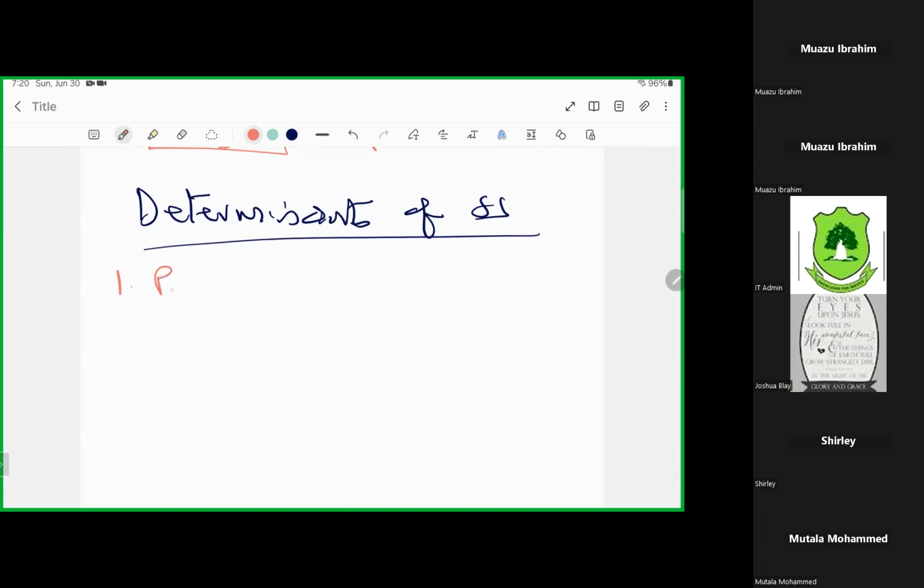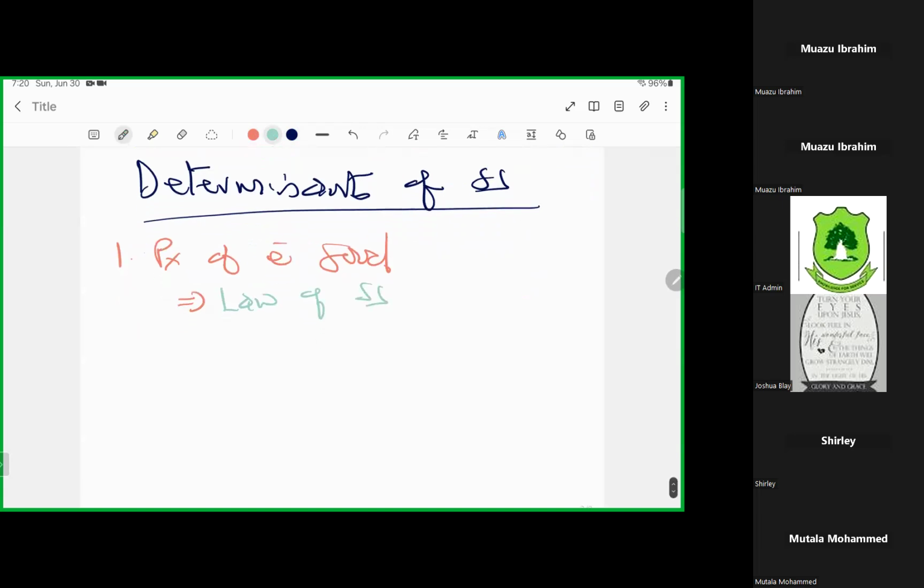So here, price of the good. We are looking at the price of a good. And by the price of the good, the key explanation as a factor affecting supply largely falls on the law of supply. The law of supply says that when price is high, quantity supplied will also be high.